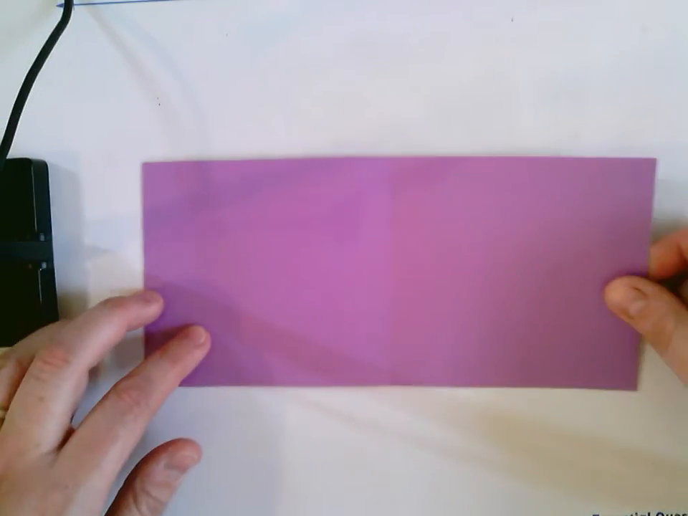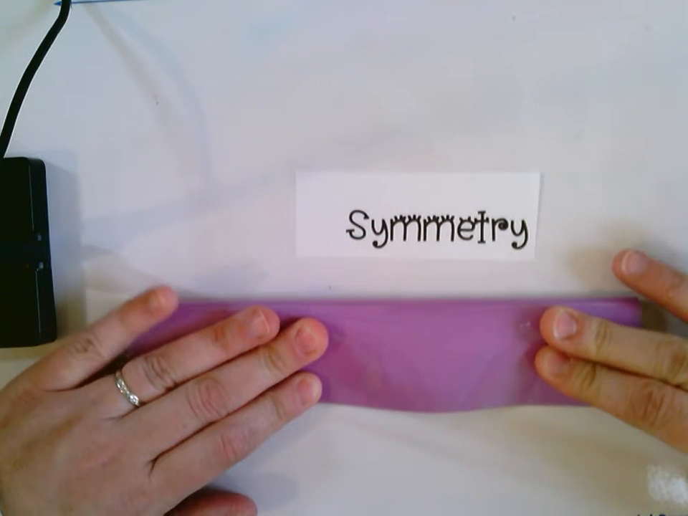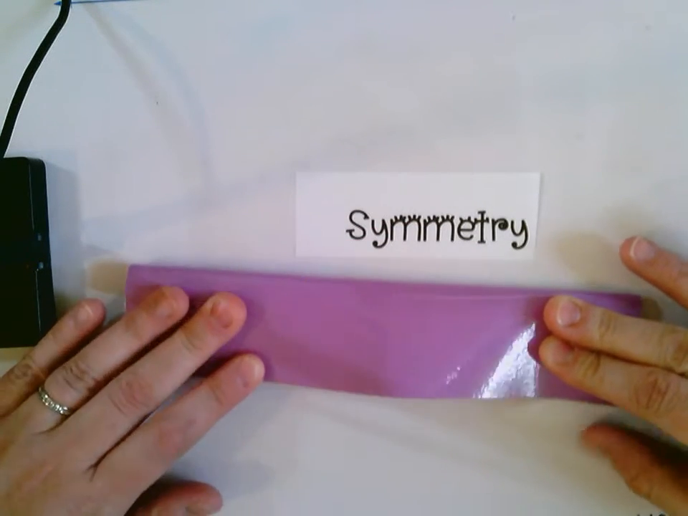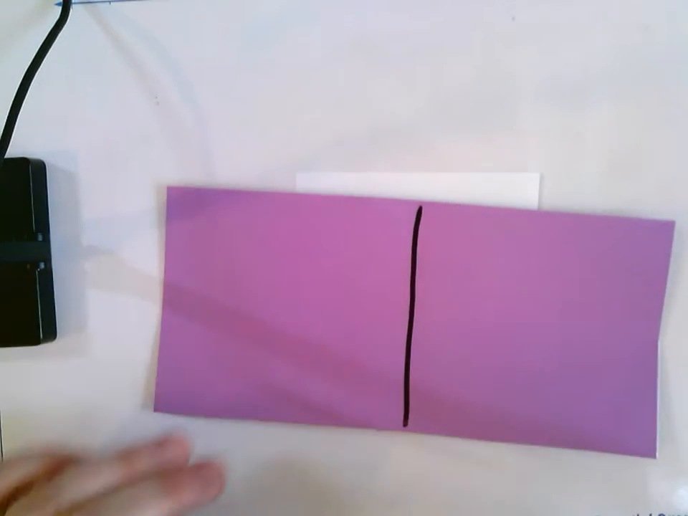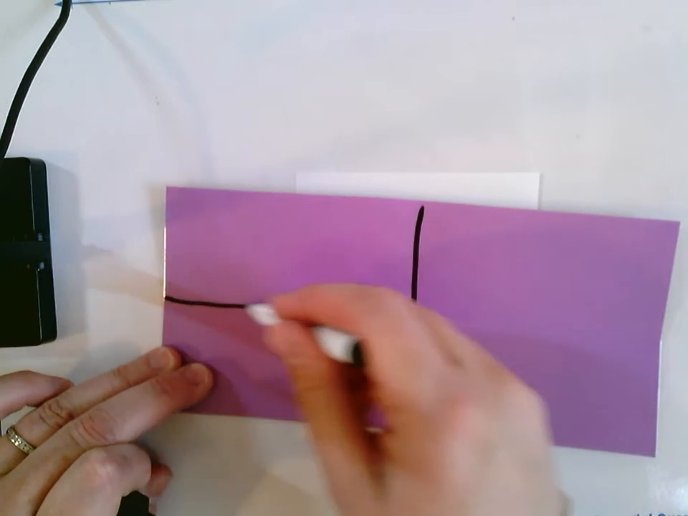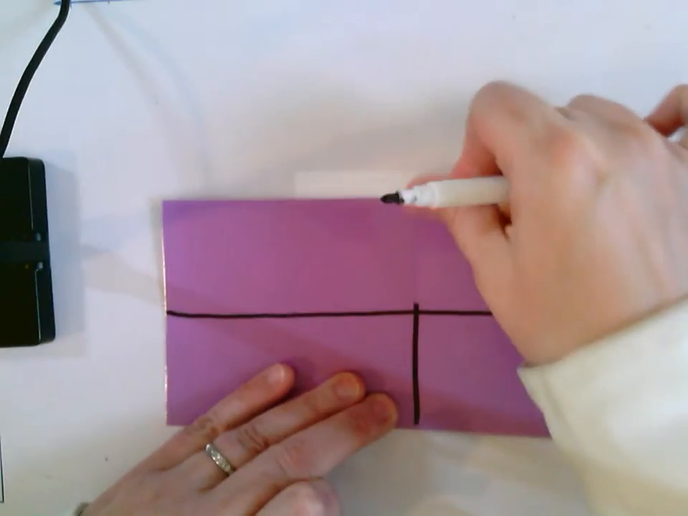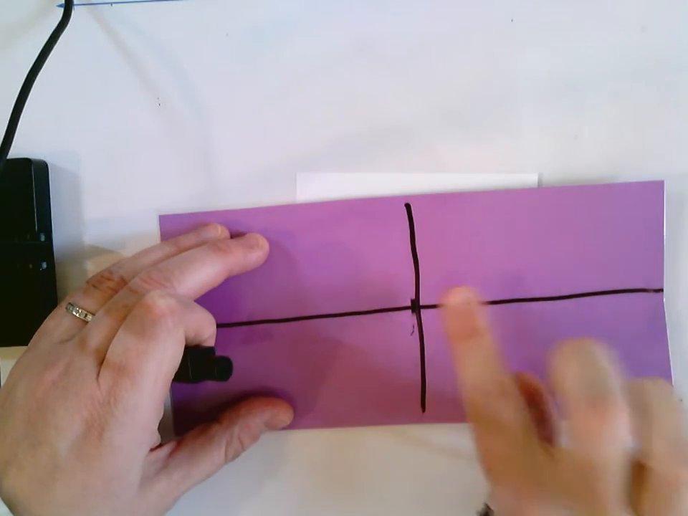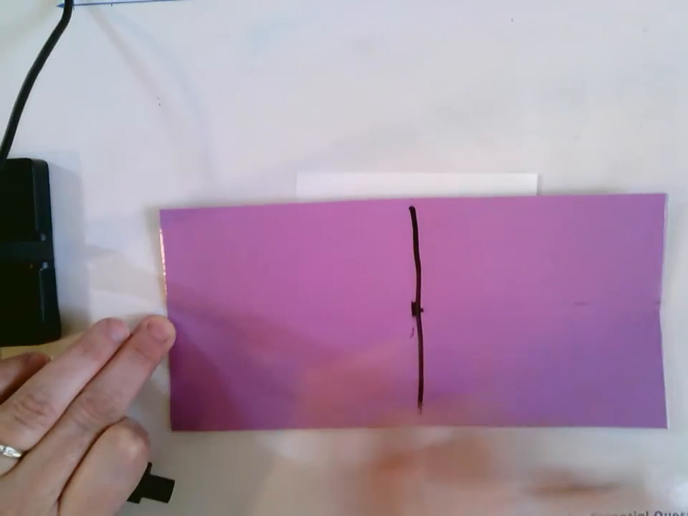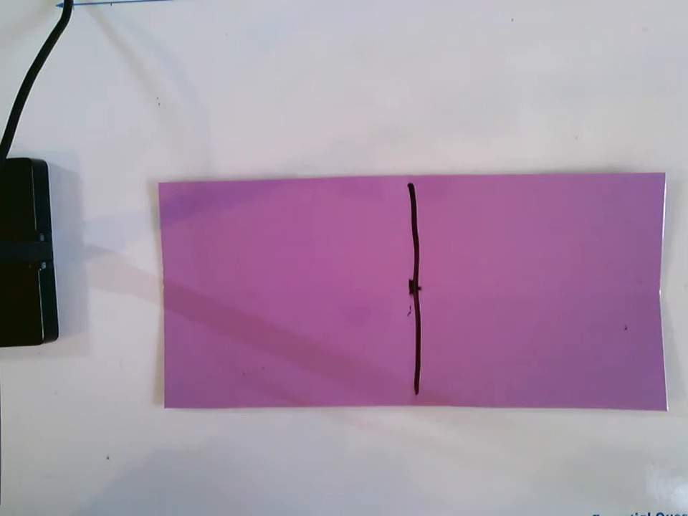I could also fold my rectangle this way and both sides would still match up with each other. And so we can have two lines of symmetry on our rectangle. We could have a line of symmetry going vertically. We could also have a line of symmetry going horizontally. Either way, if I cut it this way, both of these sides are identical. If I cut it vertically, both of these sides are identical. So one shape can have more than one line of symmetry.